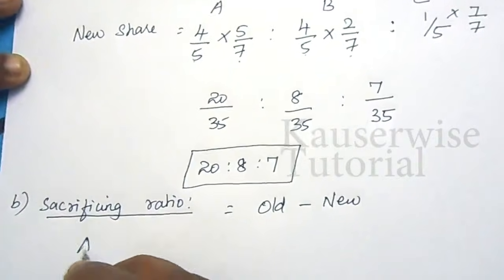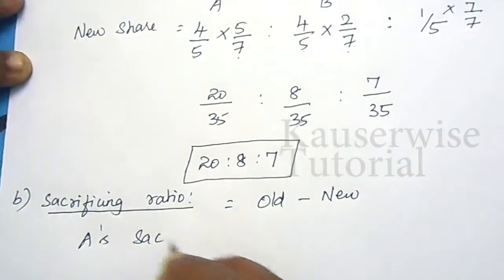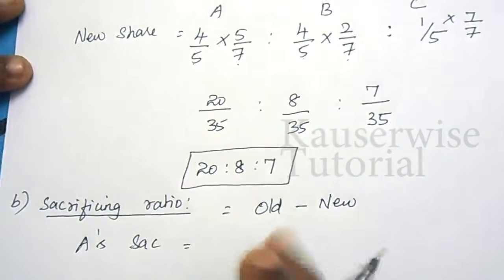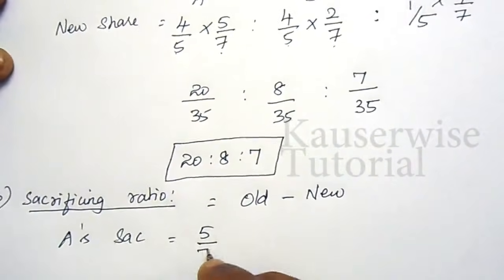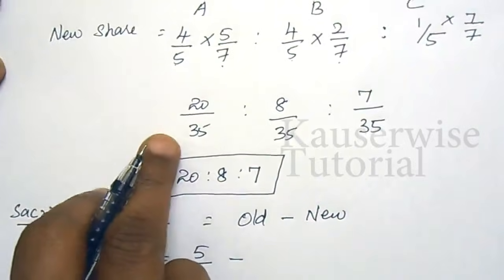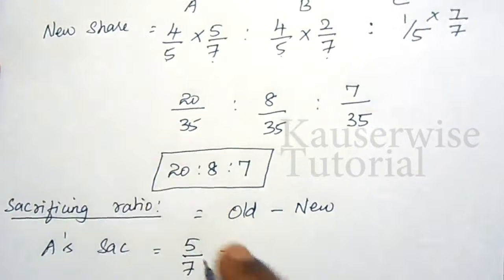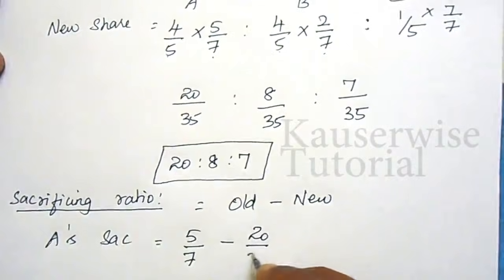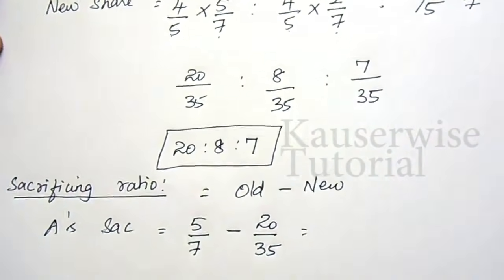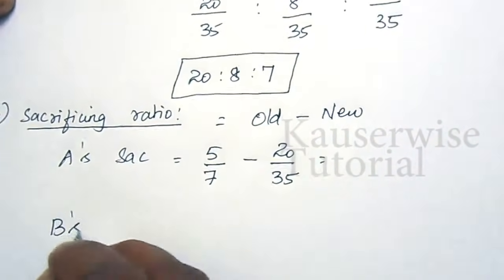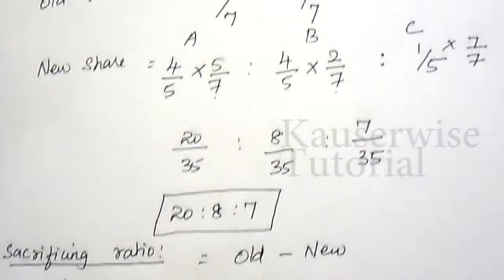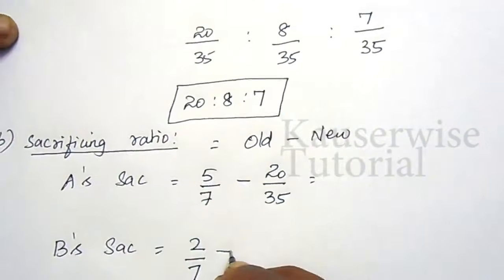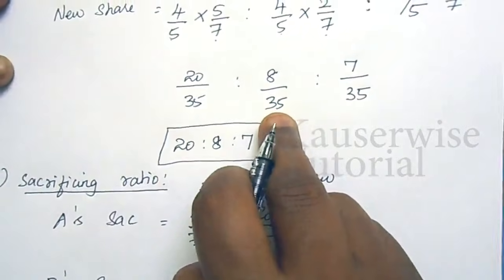Okay. So A's sacrifice is equal to old ratio, which is 5 by 7, minus new ratio, which is 20 by 35. In the same way, for B's sacrifice, B's old ratio is 2 by 7 minus new ratio, which is 8 by 35.